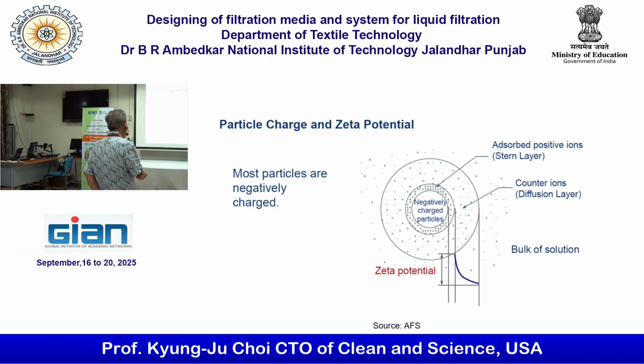So the negatively charged particle, then there is the positively charged solution. It has some sort of boundary layer. So they call it the Stern layer. And then it's diluted, a mixture of positive and negative charged ions around there. So zeta potential is this one. We call it zeta potential.